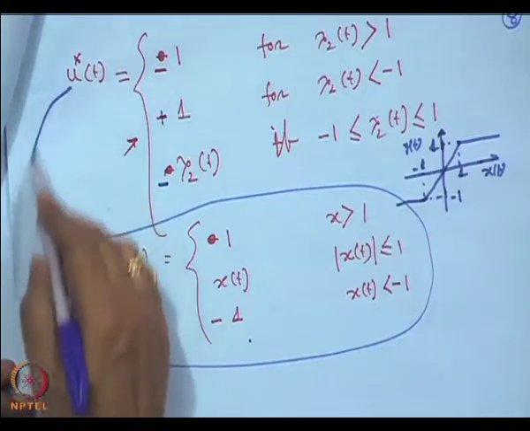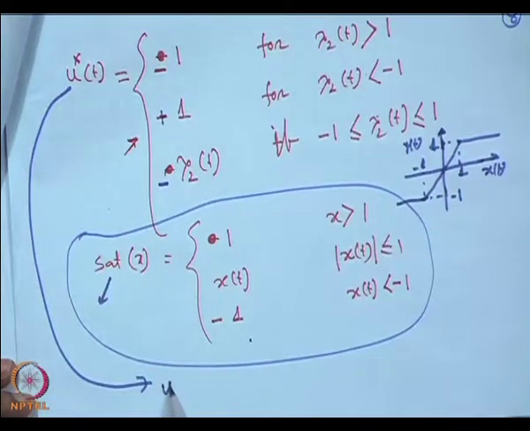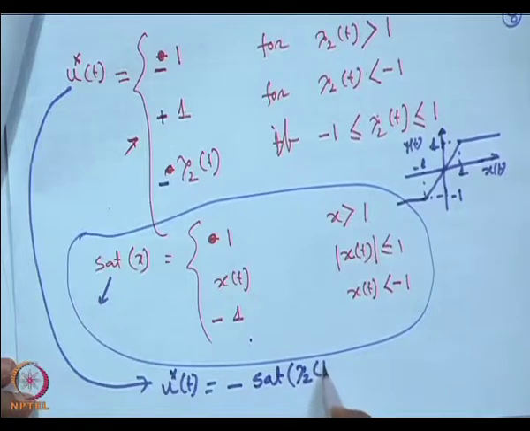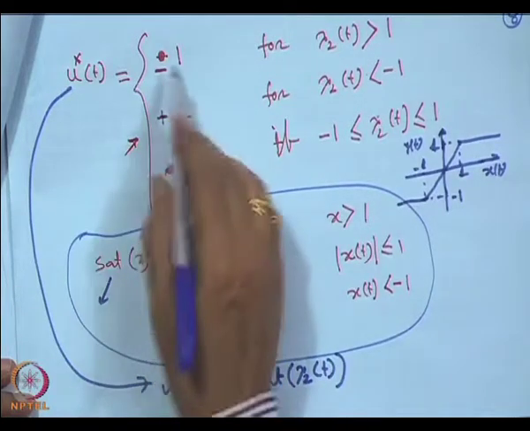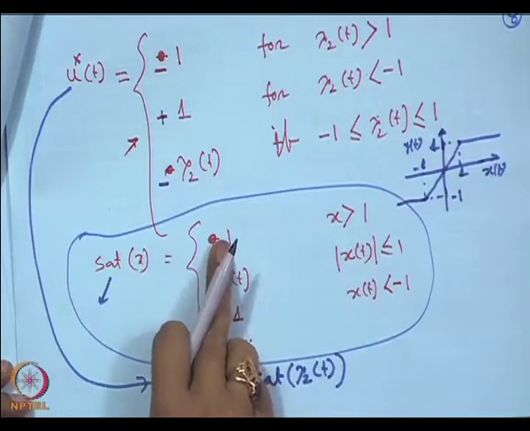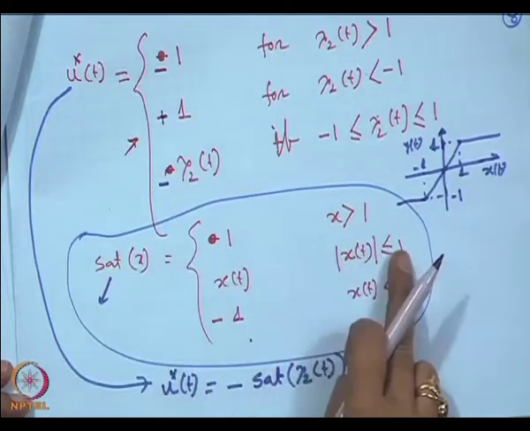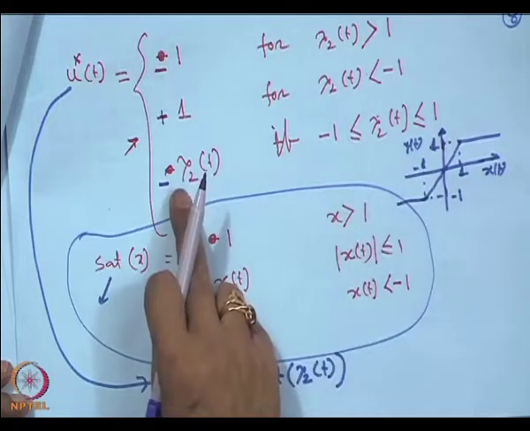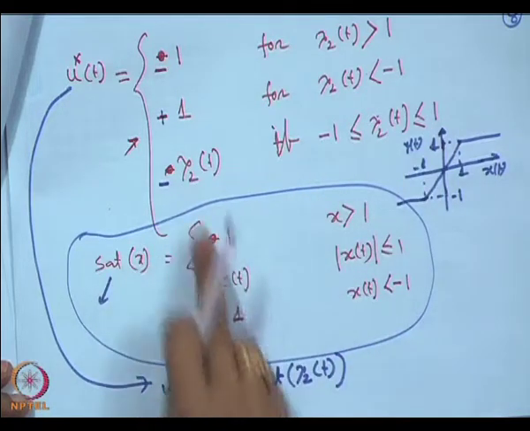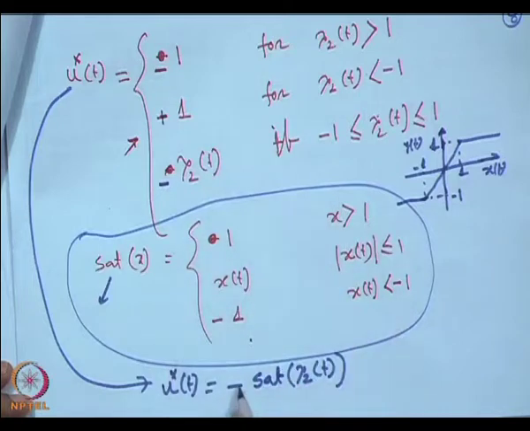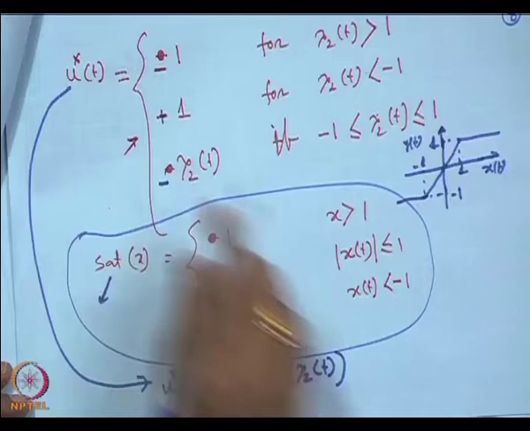So, in fact, this is nothing but u star. If you see this one, u star is nothing but minus of set lambda 2 of t. We can write it that way. You see, when it is greater than 1, this is minus. So, minus sign, when the mod of this is less than equal to 1, this is your x of t, but it is minus. So, it is the opposite, minus of set function, this indicates.